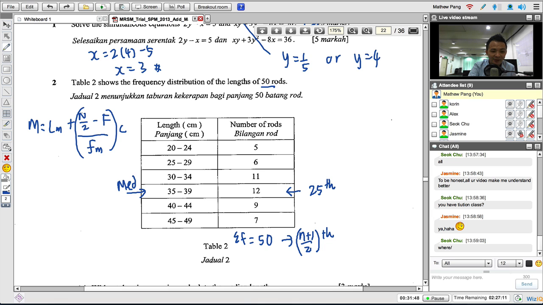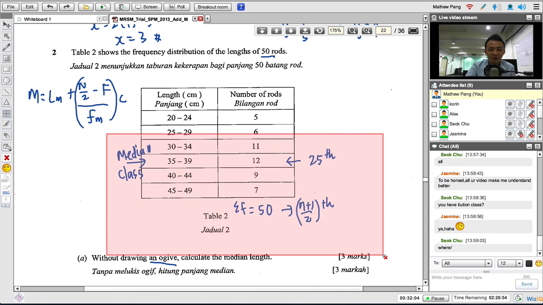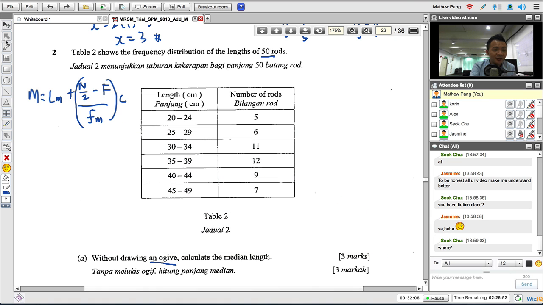Once you have the median class, you can get all the information and just substitute in. I'm going to show you how to do this. Let me erase the unnecessary parts because I need a lot of space. I call this the median class, I write m here. How I find the median class, I'll just repeat.